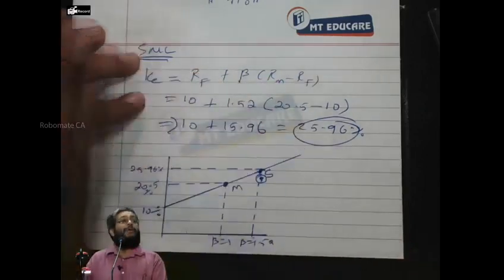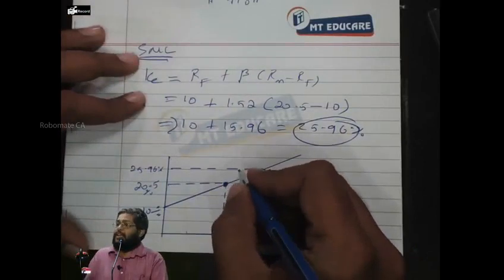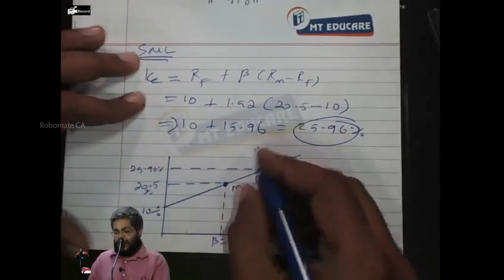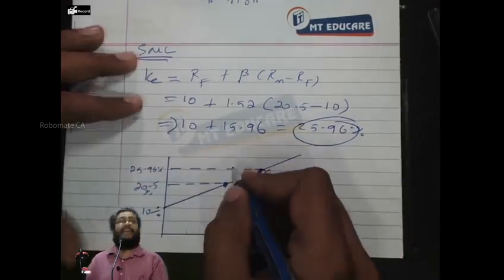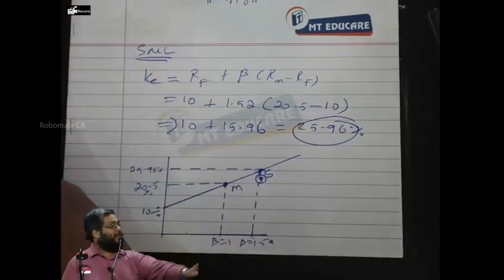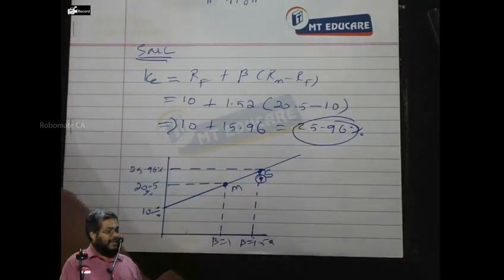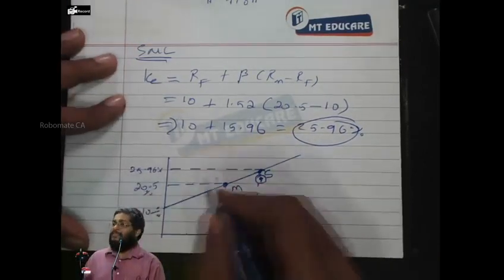Is it lying above or below? Below. Is it a good security or a bad buy? It's a bad buy, because I should have got 25.96. I'm not getting that. Yes or no? As per Markowitz, this one has less risk, so what do we take?